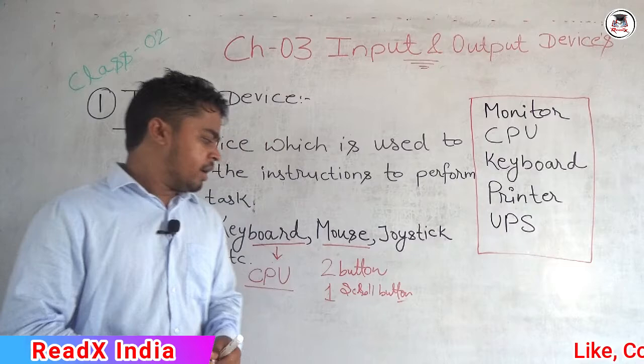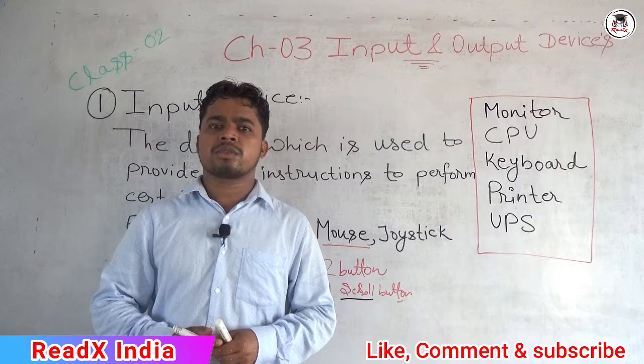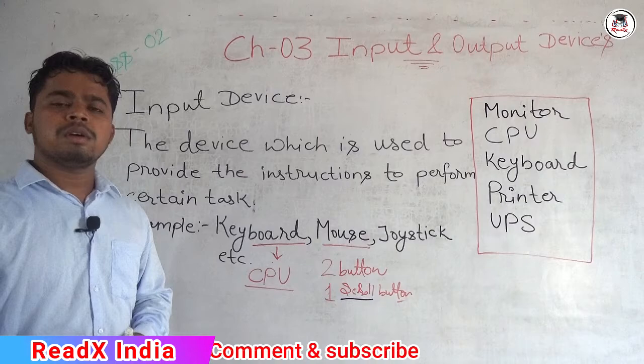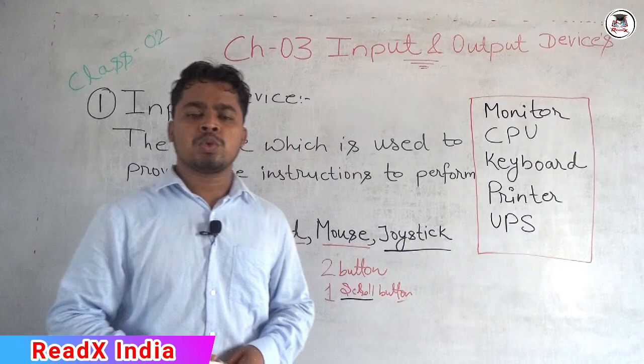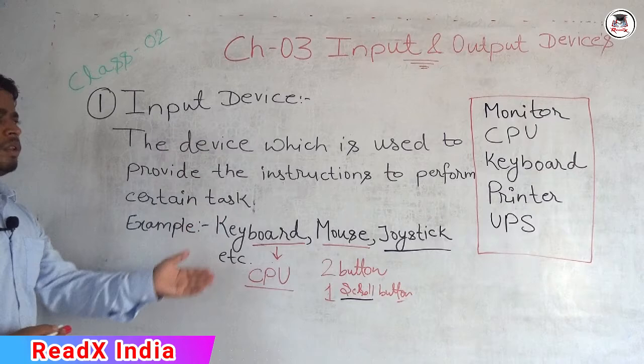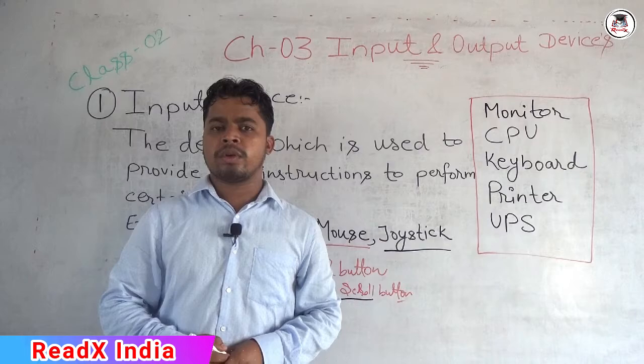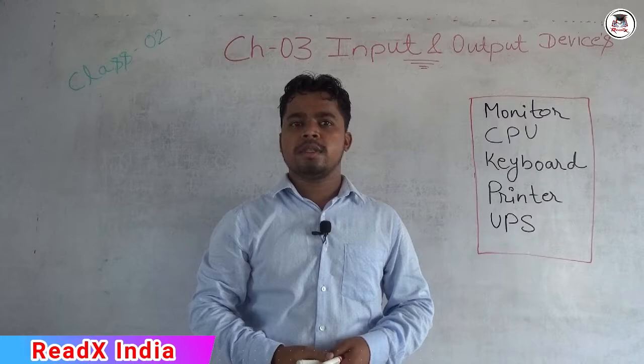And what is the use of the scroll? The use of the scroll is to move up and down. So that is the task of a mouse. The next thing is we do have joystick. This is a type of input device that is used to play games. So students, I hope from this you have got the idea of what input devices are and how we can define an input device. Now next we will see what an output device is.